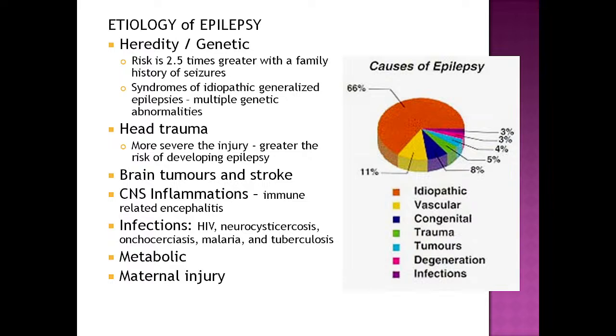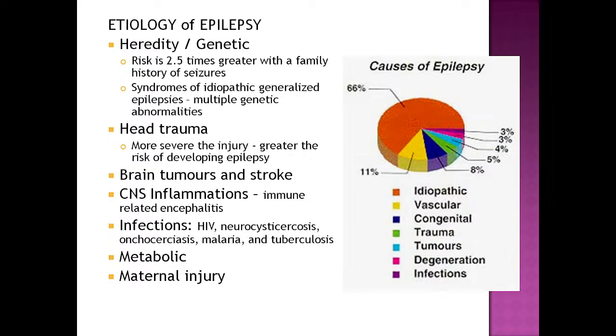Then structural diseases in the brain like brain tumors. 30% of brain tumors are associated with epilepsy, and this is particularly the case with temporal lobe tumors. Then conditions like stroke, which could be hemorrhagic stroke or ischemic stroke. Inflammation in the central nervous system, which could be related to immune pathways, so there could be autoimmune encephalitis, or it could be related to infections like HSV, herpes simplex encephalitis.